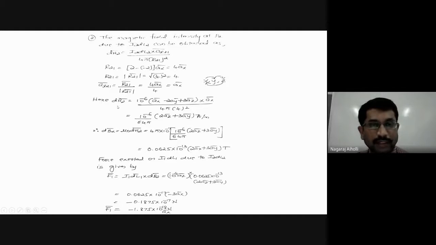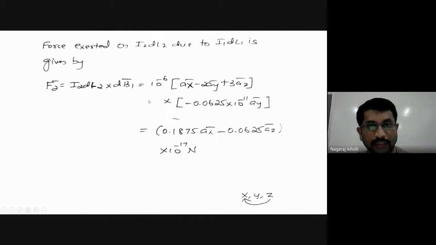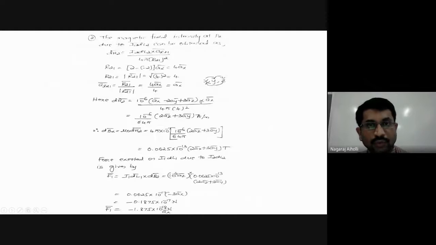Then find dH2. In equation form, that is I2 dL2, which is given here as 10 raised to minus 6 into aX minus 2 aY plus 3 aZ, into aR21, which we found is aX, divided by 4 pi R21 squared. R21 we have calculated, it is 4 squared. Then this will be equal to 10 raised to minus 6 divided by 64 pi, times aX cross aX, which is 0.